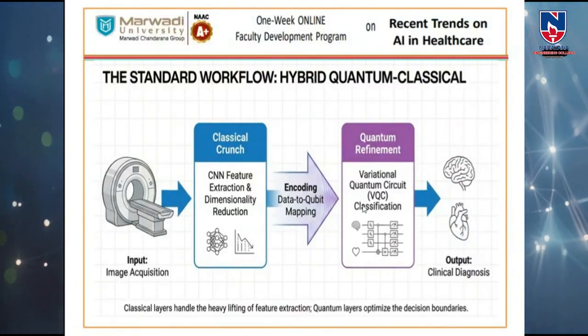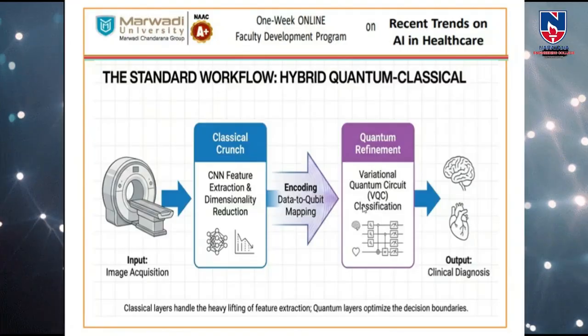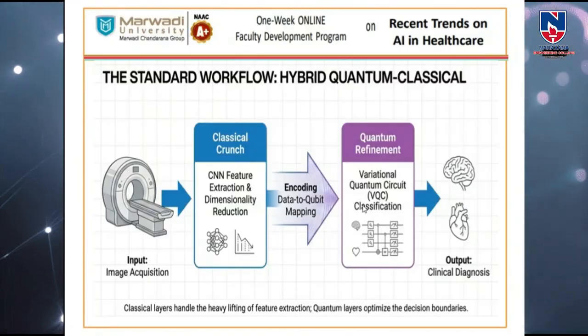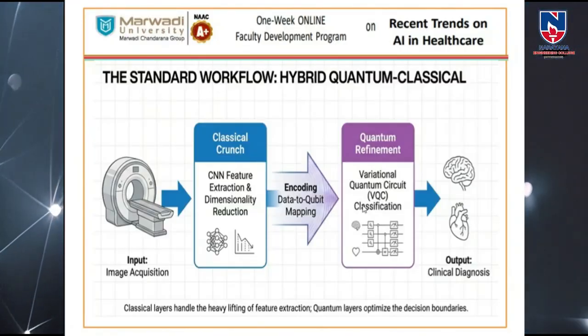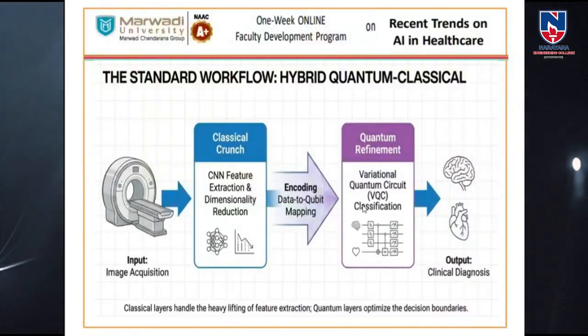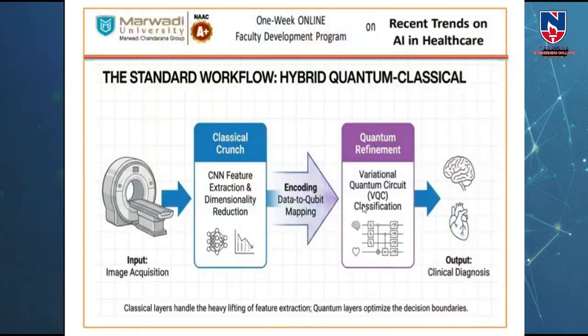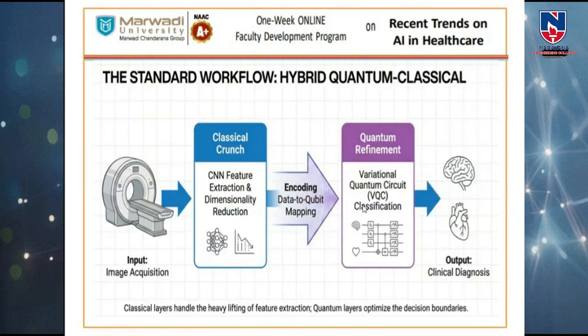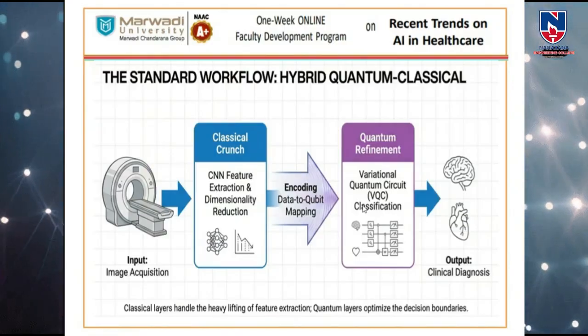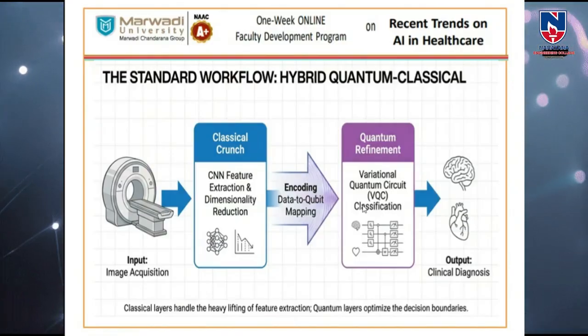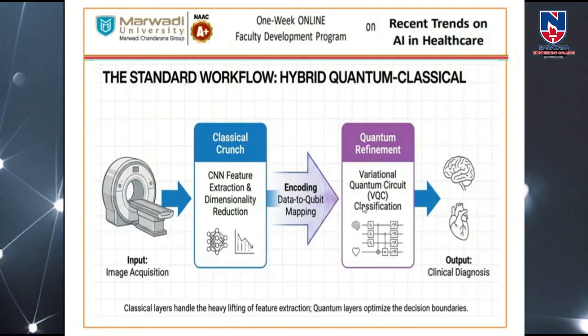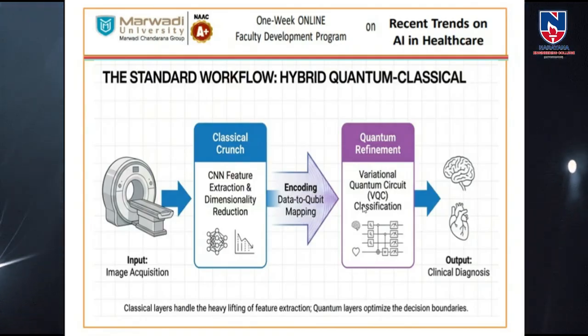This plays a vital role, that is, as I mentioned, encoding the data into qubit mapping. The features are extracted with the classical model, because if it is a CNN, it is able to handle a large amount of data. Let's see the step-by-step procedure of what they are doing. We begin with the input, let's say CT or MRI scans.